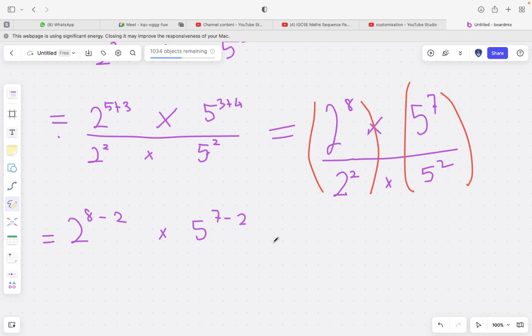This will become equal to 2 to the power of 8 minus 2 is 6. So 2 to the power of 6 times 5 to the power of 5. That will be our final. 7 minus 2 is 5. 5 to the power of 5. So this will be our final answer for this problem, for this type of problem.